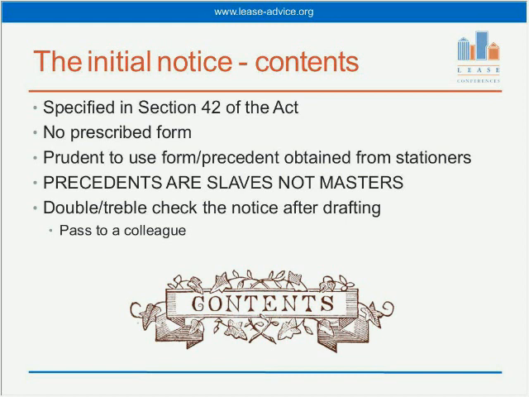Therefore, you should make sure that the Section 42 notice that you draft and you serve, if you're the leaseholder or their solicitors, matches the requirements of Section 42 of the 93 Act. And if you're in a legal office or wherever, it's a good idea after drafting it to double or treble check it with colleagues also doing this sort of work before it's committed to the postal service.